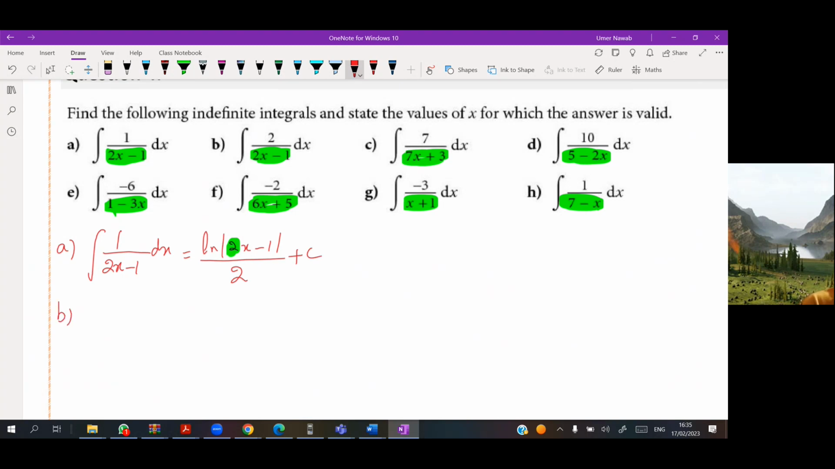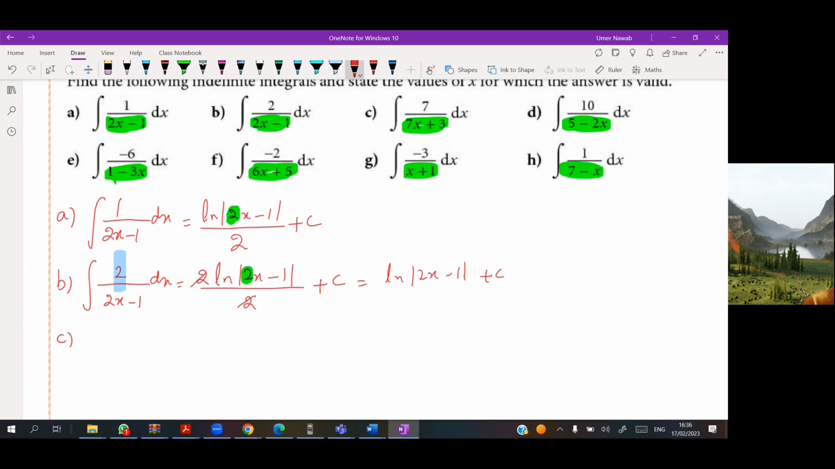Let's do the b part. Integration of 2 over 2x minus 1. Important thing: this 2 will stay. It won't change. So 2 ln of, since you have a linear expression, 2x minus 1. The coefficient of x is 2, so you should divide by 2, plus c. I'm going to cancel 2 with the 2. And my answer is just ln of 2x minus 1 plus c. So the b part is done.